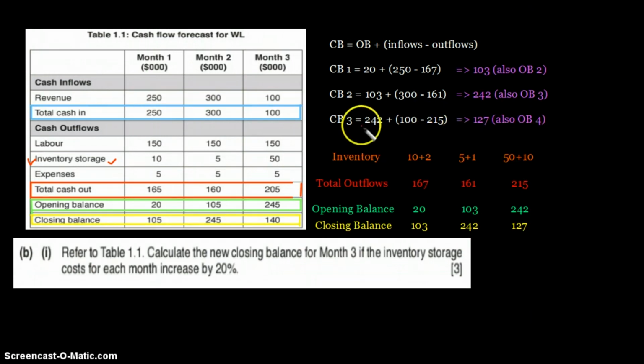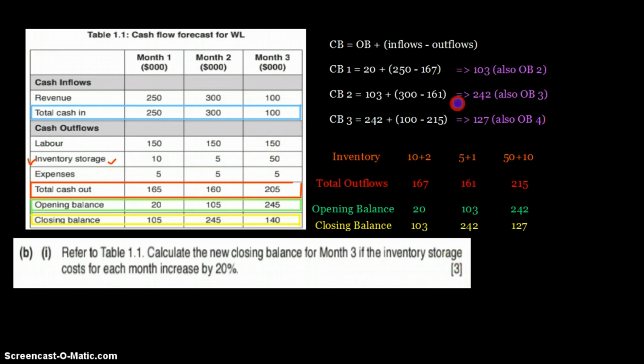So again, using the data we got earlier, opening balance of month 3, we would put that over here. Inflows we already know. Outflows we calculated using the new inventory, 215. Not 205, it's 215. So using that information, we got the closing balance of month 3, and the final answer is $127,000, or you can just write 127, since the months are already in $1,000. So if you wrote 127, you got all your 3 marks.